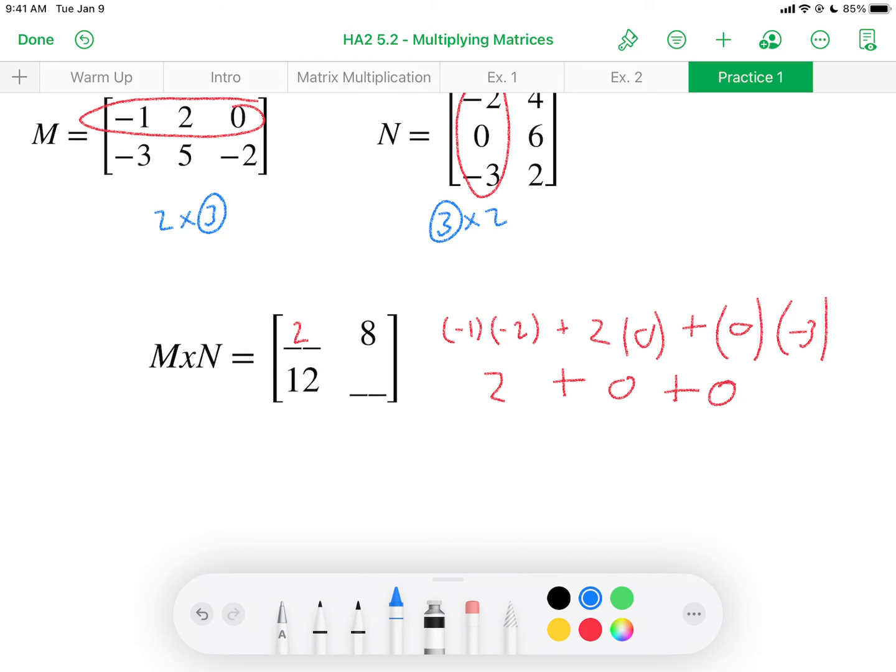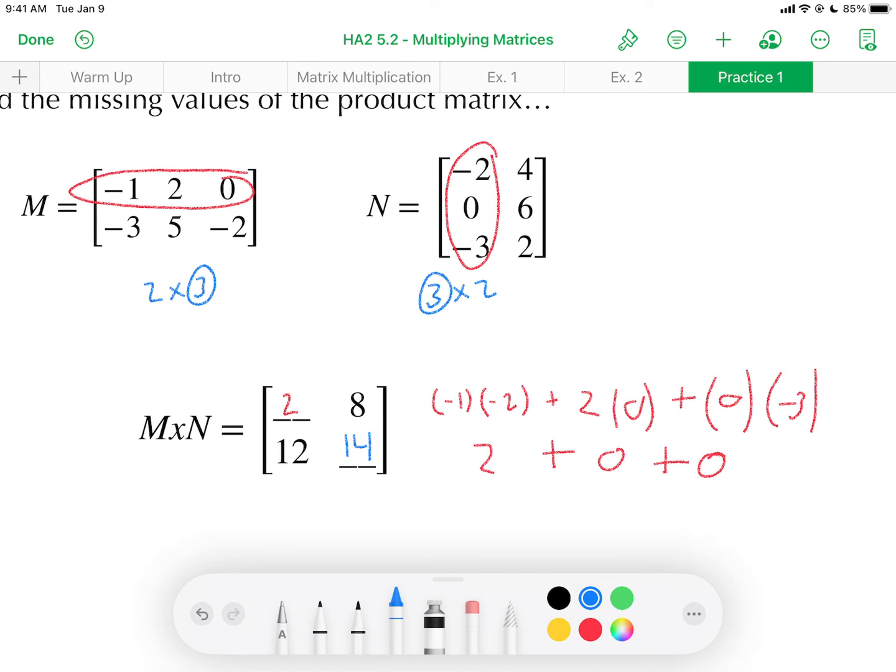All right, who's got the second row, second column element? Kara, what'd you come up with? 14? Agree? Okay, so for that one, it would be this row with this row. You'd have negative 3 times 4. That's negative 12. Plus 5 times 6. That's 30. Plus negative 2 times 2. So that's negative 4. Negative 12 plus 30, that would be 18. 18 plus negative 4 would be 14. Sweet.